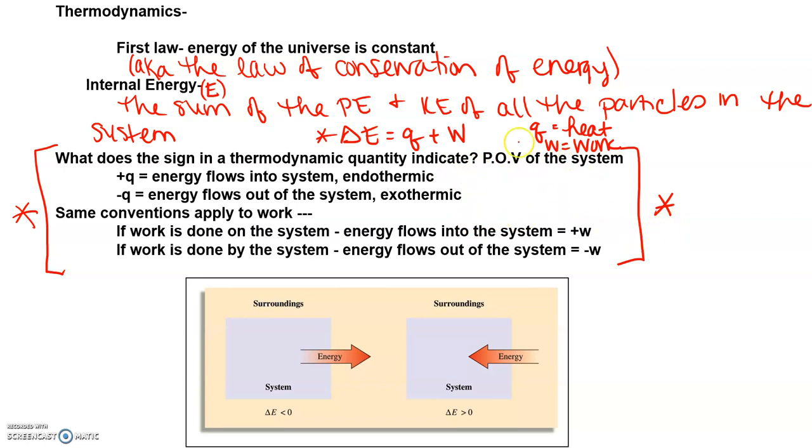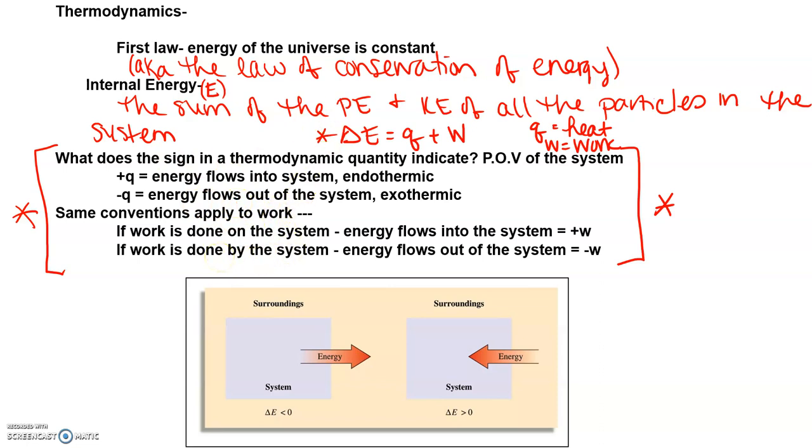So remember, we always look at the point of view of the system, at least if you are looking in chemistry, which we are. And so when we're talking about Q, which is heat, if something is a positive Q, that means that energy is flowing into the system, or as we talked about in the last video, it's an endothermic process. If Q is negative, that means that energy is leaving the system, which is an exothermic process. So positive Q is going to be endothermic. Something has energy flowing into the system. And negative Q means that energy is leaving the system, or it's an exothermic process.